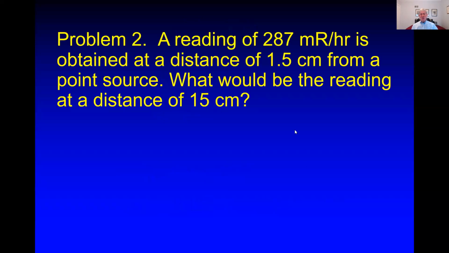Okay, let's take number 2. Now this one has no change in units. So we are first going to work this in our heads, and then we will work it on the calculator. We have a reading of 287 MR per hour. The distance is 1.5. What would the reading be at a distance of 15? So we have gone 10 times as far away, right? From 1.5 to 15, we're 10 times as far away. The reading is going to drop by 100. 287 divided by 100 is 2.87. That's working in our head.